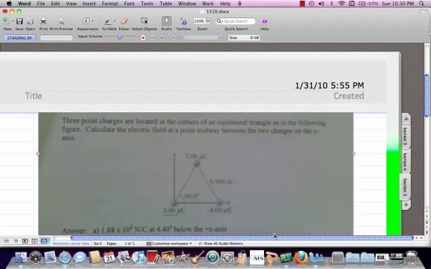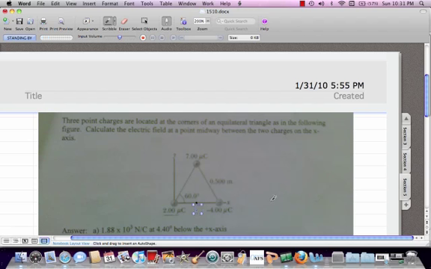Okay, this problem, I'm not getting the same numbers that he's getting, but I don't quite understand his numbers, so I'm going to go through and solve it the way I think it should be solved. It says that there are 3 charges on the corners of an equilateral triangle, and it asks you to find the electric field at a point midway between the 2 charges on the x-axis. So that, to me, means that we're finding the electric field at this point here, right in between the 2 charges on the x-axis. That would be our P.